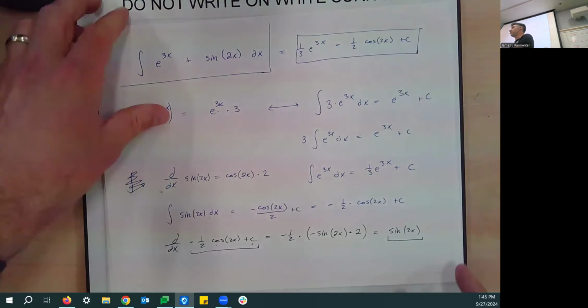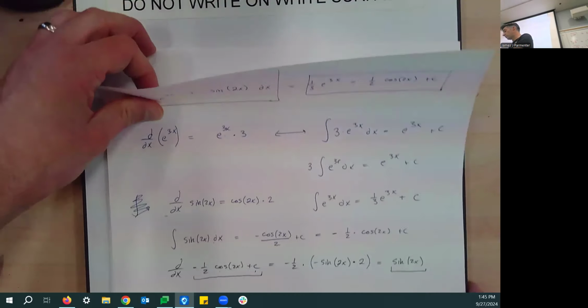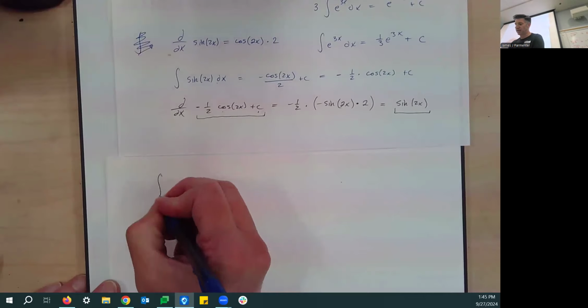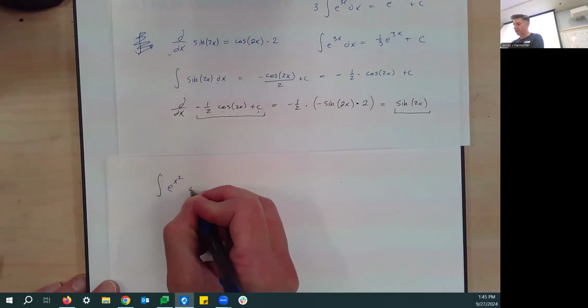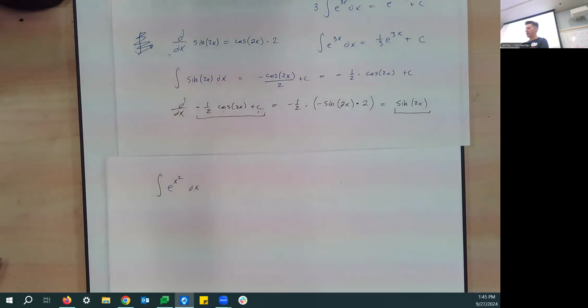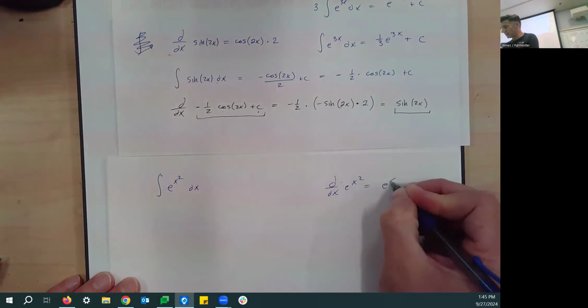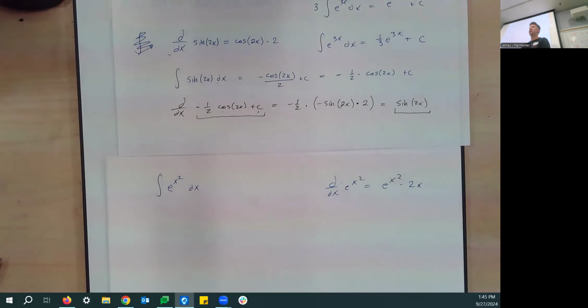So just to make sure we're all being extra super careful here, it does not work if you have something like the antiderivative of e to the x squared. Yes, the derivative of that would be e to the x squared times 2x. The antiderivative, unfortunately, is not e to the x squared divided by 2x.